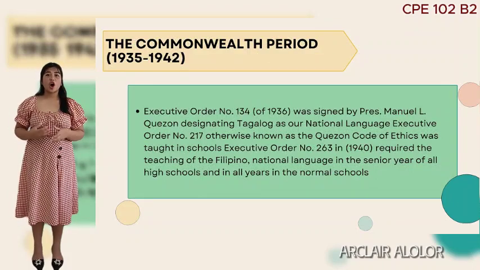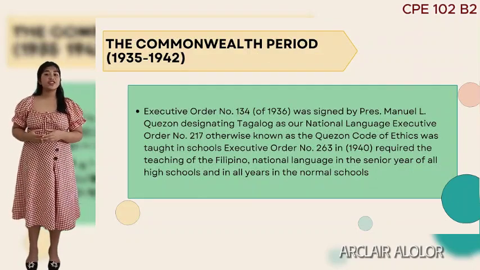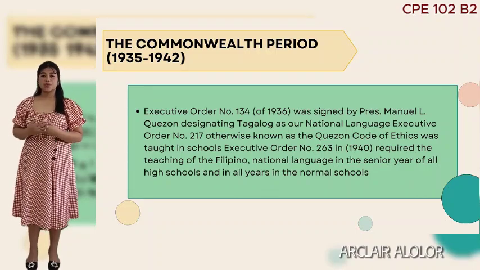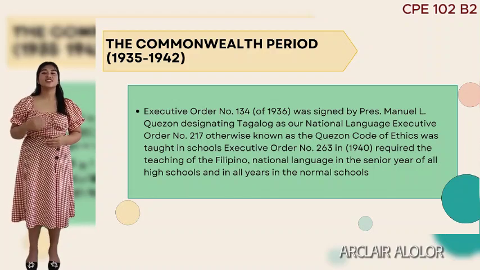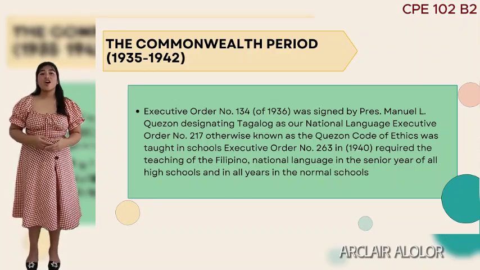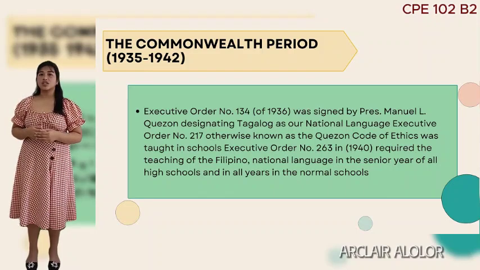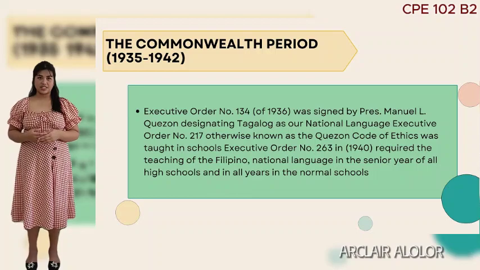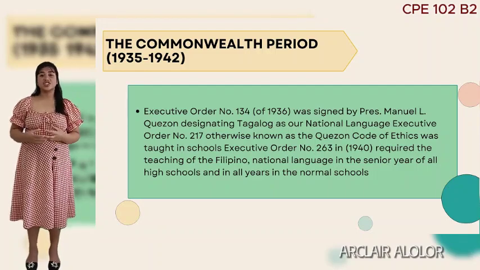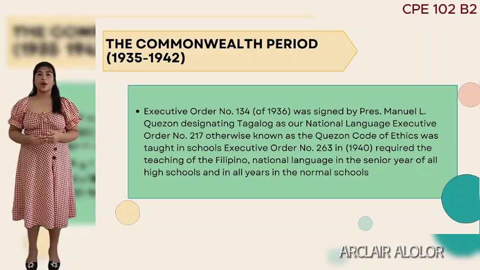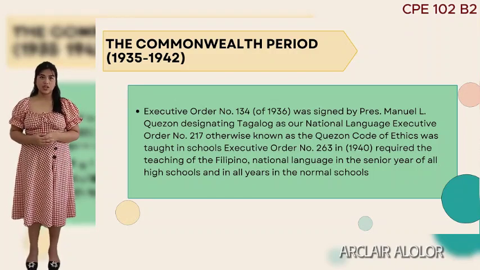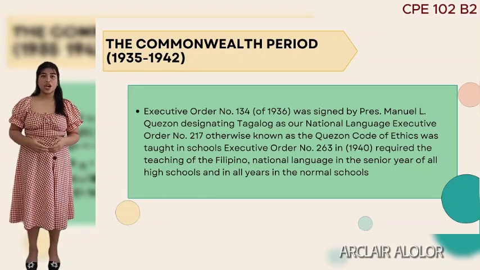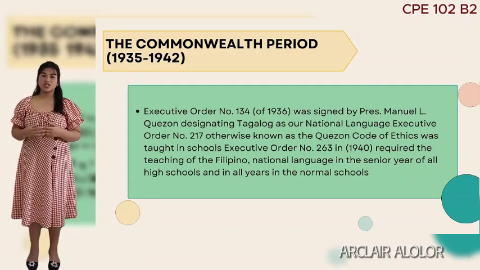Number 5, the Commonwealth period from 1935 to 1942. Free education in public schools was provided all over the country in accordance with the 1935 Constitution. Vocational education and some household activities like sewing, cooking, and farming were also given importance. Education also emphasized nationalism, so the students were taught about the lives of the Filipino heroes. Good manners and discipline were taught to the students.